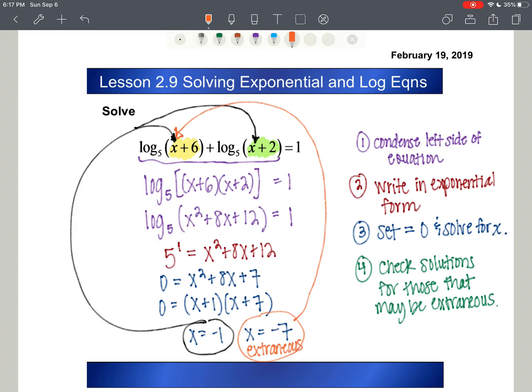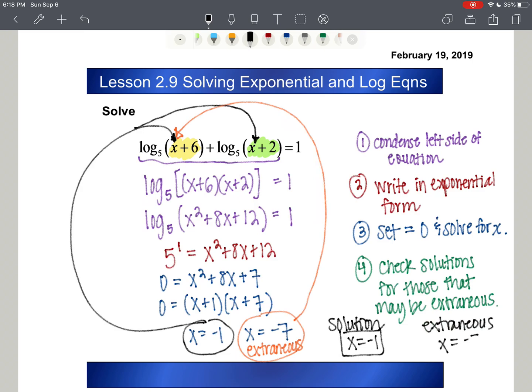It was generated. Now you might ask yourself, how did that happen? Well, first we're going to say x equals -1 is our solution. That's the solution. If we are asked for extraneous solutions, then we would say x equals -7. But if it just says solve, our answer is x equals -1. So where did the -7 come from?